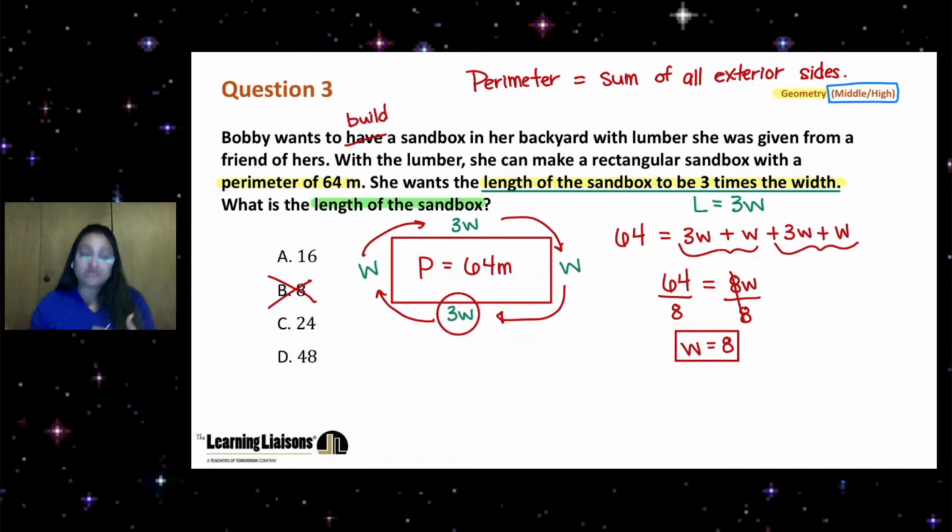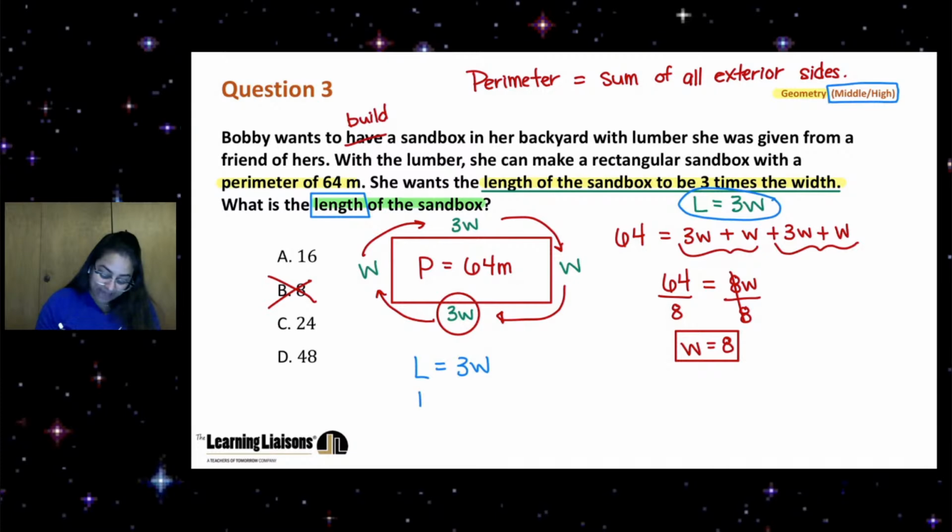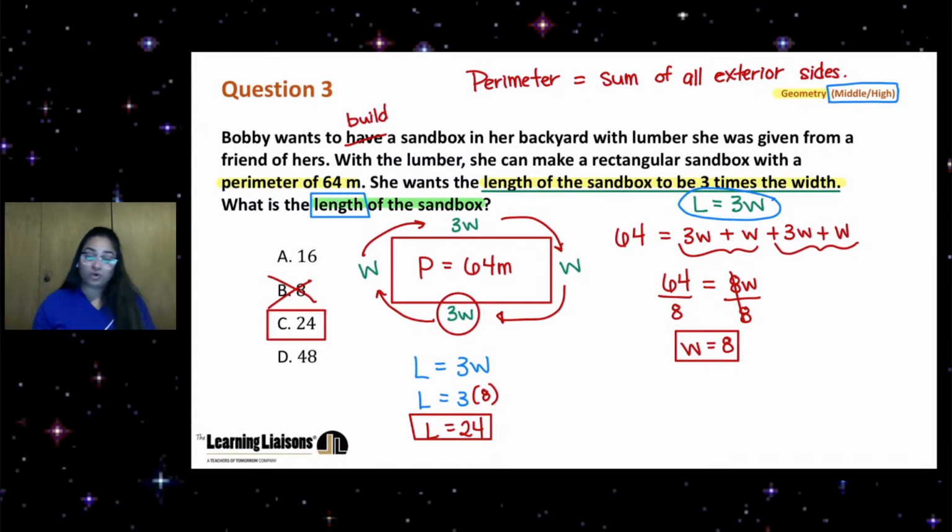We need the length. If we need the length, what do we know the length to be? Boom. We know that the length is 3W. So L is equal to 3W. We happen to know what W is. Plug them in. L is equal to what? When you plug in 8 for W, you get that L is equal to 24. 24 is our answer.